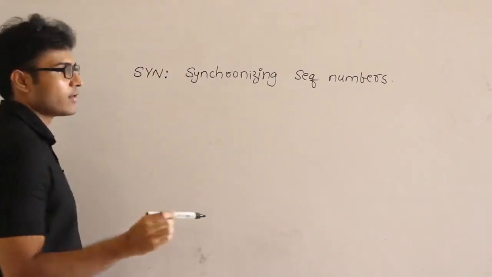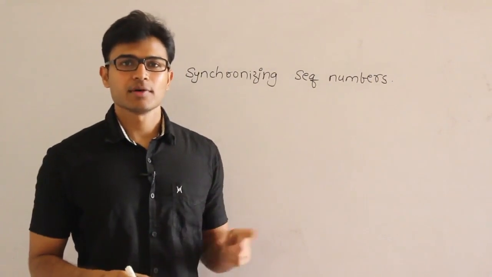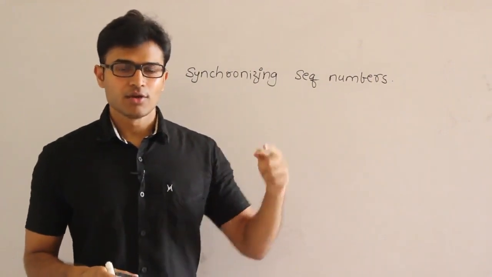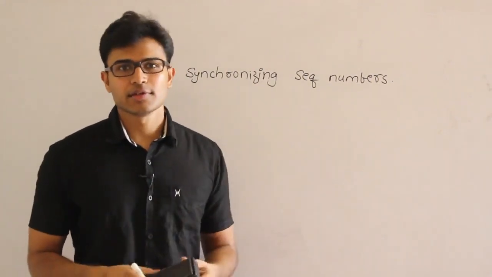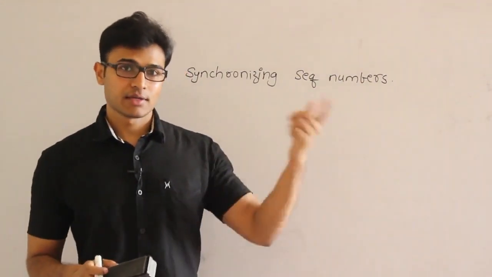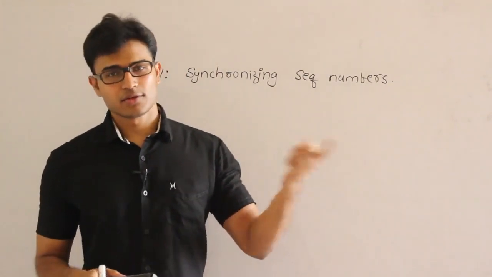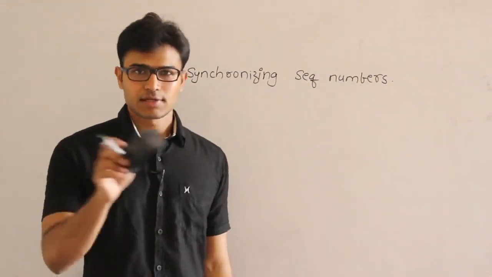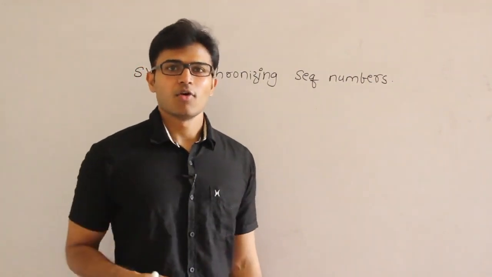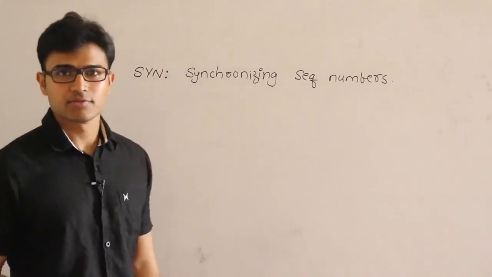What do you mean by synchronizing sequence numbers is, both these sides will have different sequence numbers, and they start with a random initial sequence number, and before anything could start you should tell the other side what is the sequence number that you are expecting. What is the sequence number that they should expect from your side, and the other side should also say what is the sequence number that you should expect from their side. So just letting both the sides know what is your random initial sequence number is done by using SYN flag.